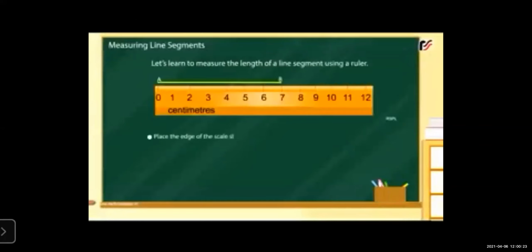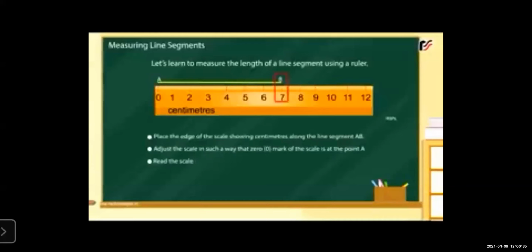Place the edge of the scale showing centimeters along the line segment AB. Adjust the scale in such a way that the 0 mark of the scale is at the point A. Read the scale at the point B. Here the mark of the scale is 7 centimeter. So, the length of the line segment AB is 7 centimeter.